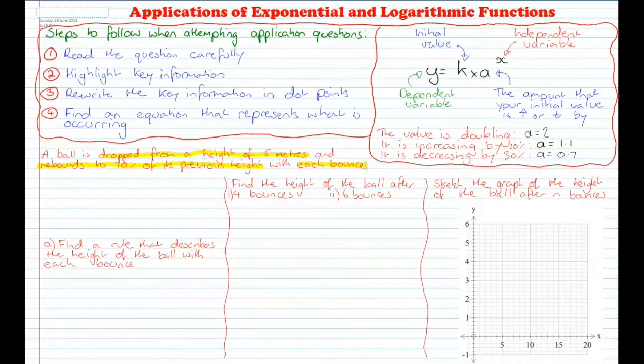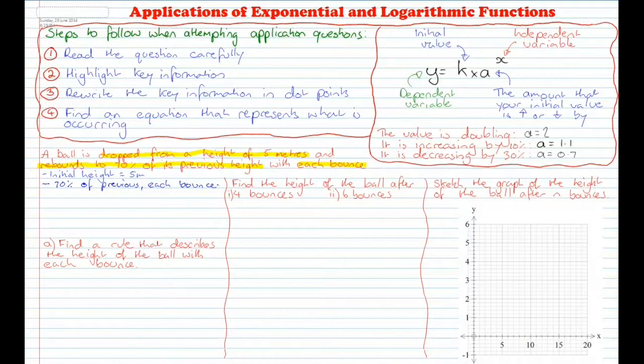Now what we need to do is go through and rewrite key information in dot points. Well, there's a few things going on here. We don't actually have an equation of the line, but we do have enough information to make one, as you'll see soon. So let's have a think about our initial height. Well, that is equal to 5 meters. Now we also know that every time it bounces, it goes up to 70% of its previous height. So 70% of previous height with each bounce.